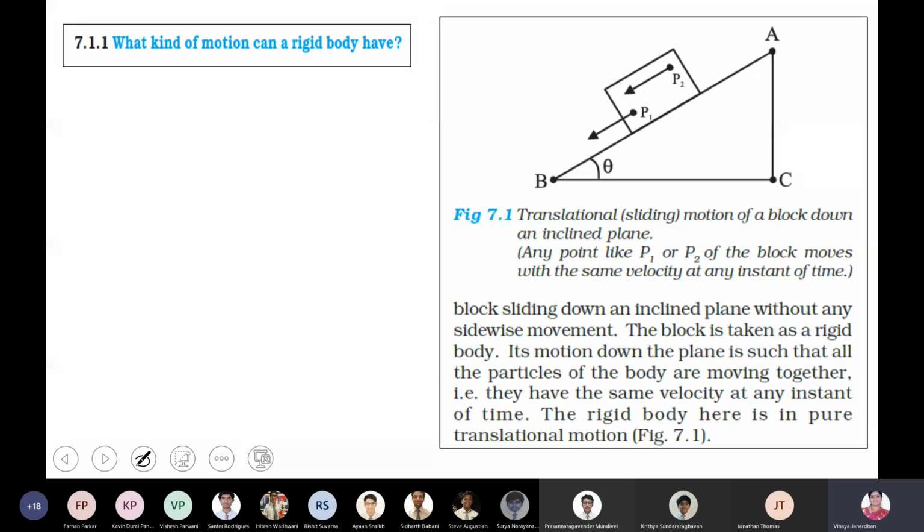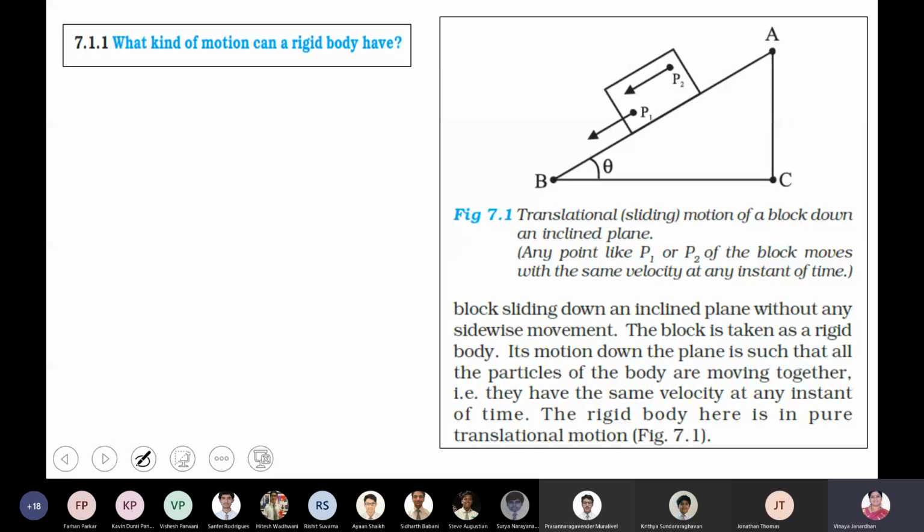So what is a rigid body? A rigid body is an extended body. So what is an extended body? It is a collection of n number of particles. So when a rigid body is in motion, each and every particle of the body will move with the same velocity, and the distance between any two particles will be the same. You can write it in your own words.